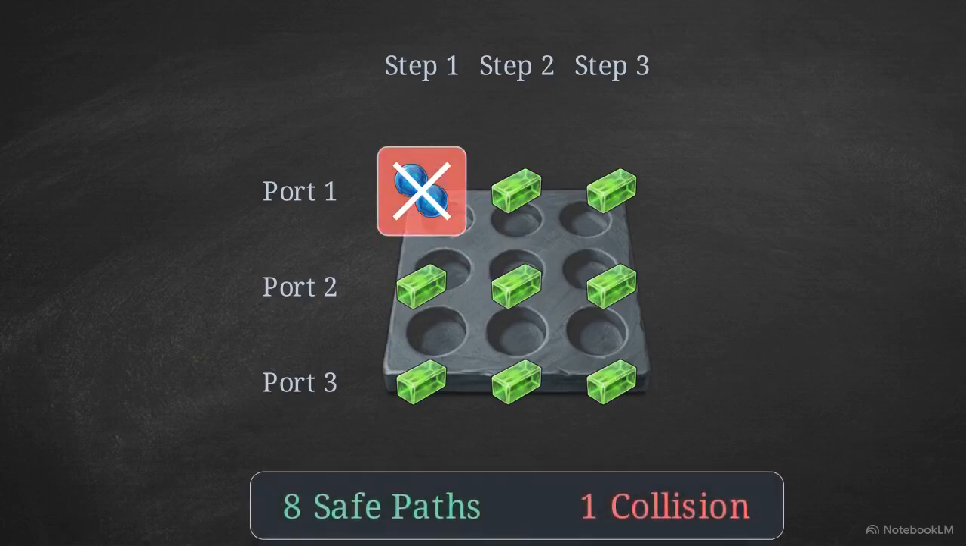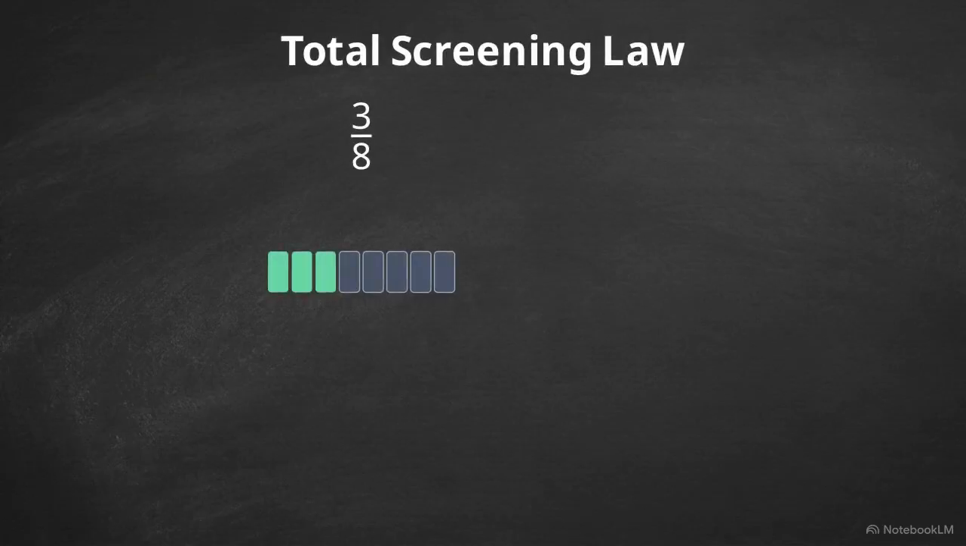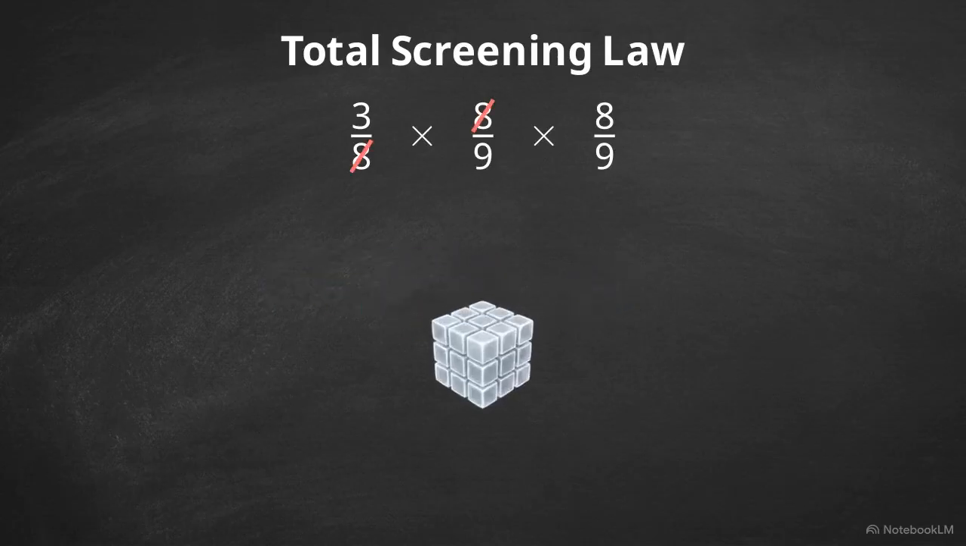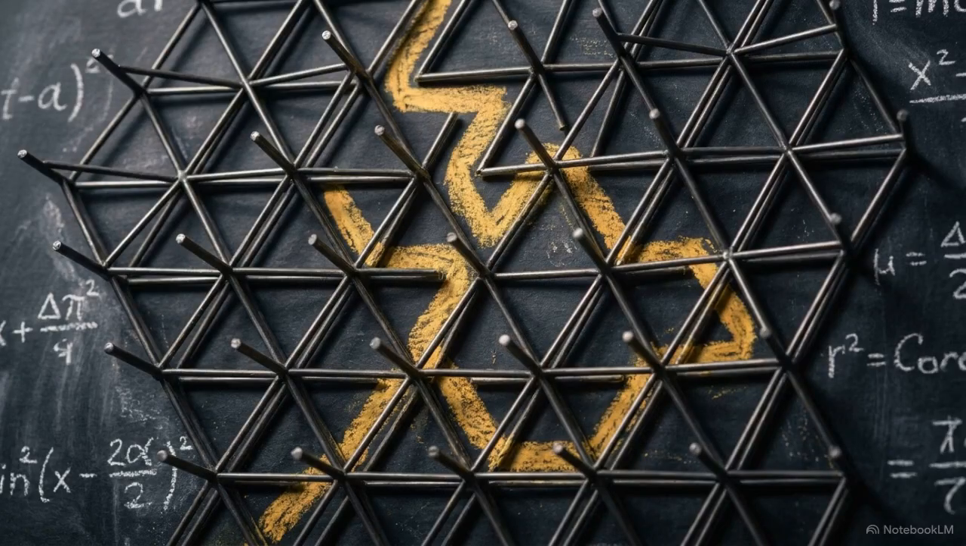Occupying the same local slot simultaneously causes a collision. Out of 9 possible states, exactly 1 is a collision. This leaves 8 out of the 9 angular and spin paths safe for the electrons to occupy. The total screening law is found by multiplying the grid's baseline burden, 3/8, by the radial and angular safe paths. This yields a fraction of exactly 8/27. Atomic stability is the result of particles navigating a microscopic needle of safe, countable paths.